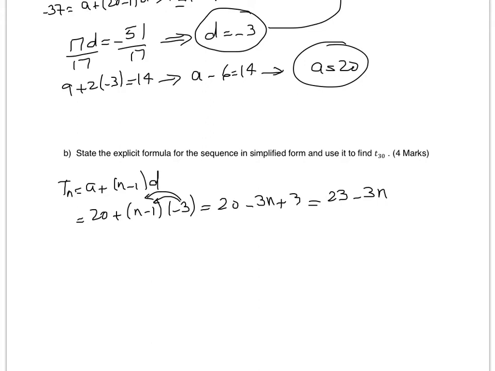Now we are supposed to find T30, so I'm going to say T30 is 23 minus 3 times 30. This is 23 minus 3 times 30, which is 90. If you simplify this, you get negative 67.